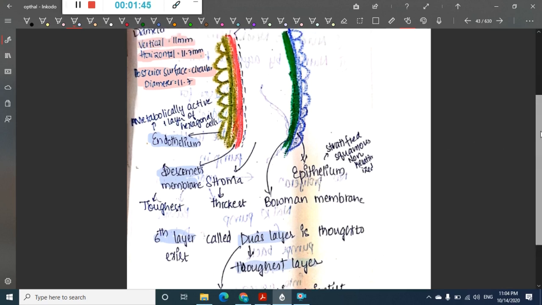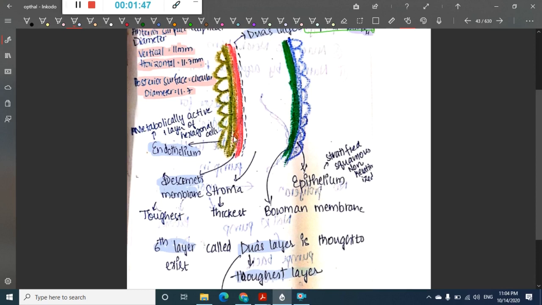Then we have endothelium, Descemet's membrane, then Dua's layer, then stroma, which is the thickest part. Then we have Bowman's membrane. Then there is epithelium, which is stratified squamous non-keratinized epithelium. So cornea contains endothelium, Descemet's membrane, stroma, Bowman's membrane and epithelium.